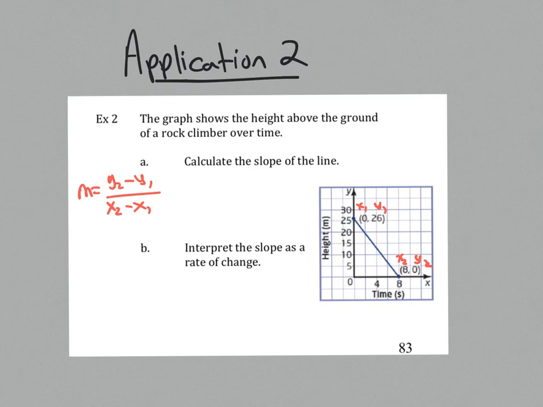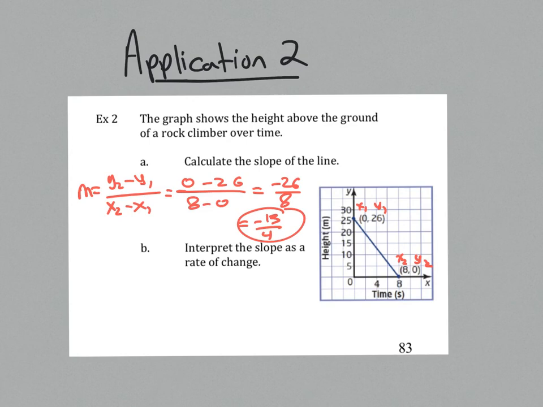Okay, then when I'm doing my math here, it would be 0 minus 26 for the y's over 8 minus 0 for the x's, which is negative 26 over 8. And that reduces, if I divide those both in half, to negative 13 over 4. So that's my slope, negative 13 over 4.